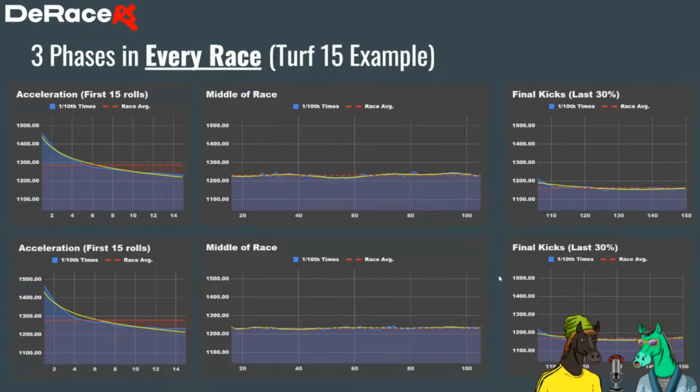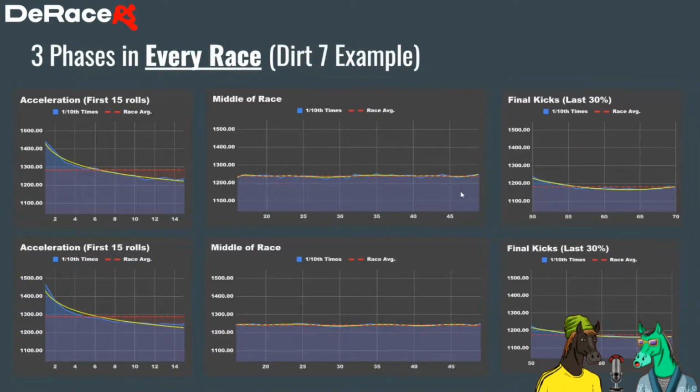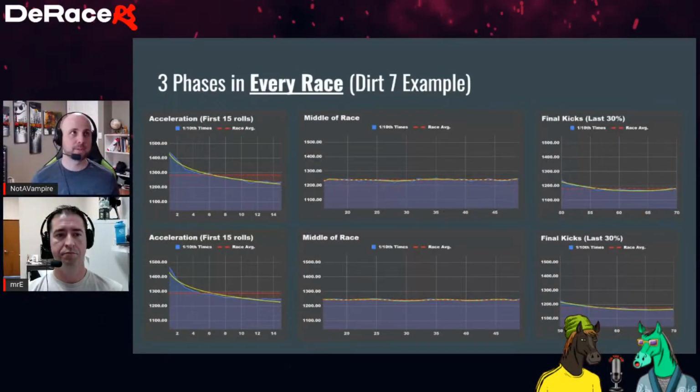Now that's 15 turf, switching to 11 synth. You'll see the exact same model. The acceleration drops down, it gets to a flat line middle, and then as it gets to the final kick. We switch to dirt 7s, same exact thing: acceleration, flat line, final kick. So as I had this ability to review these, I then started to question, well, what about all horses?